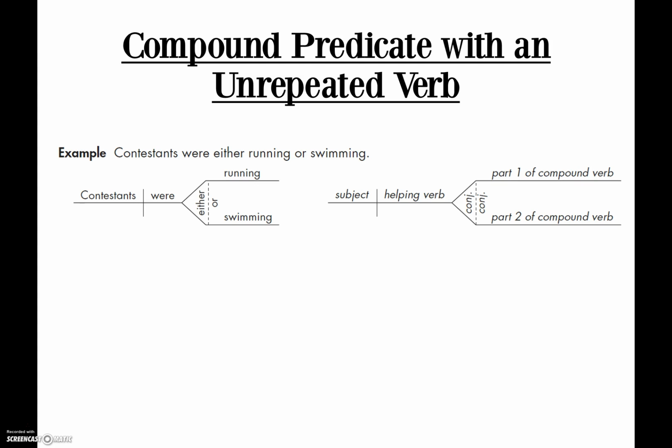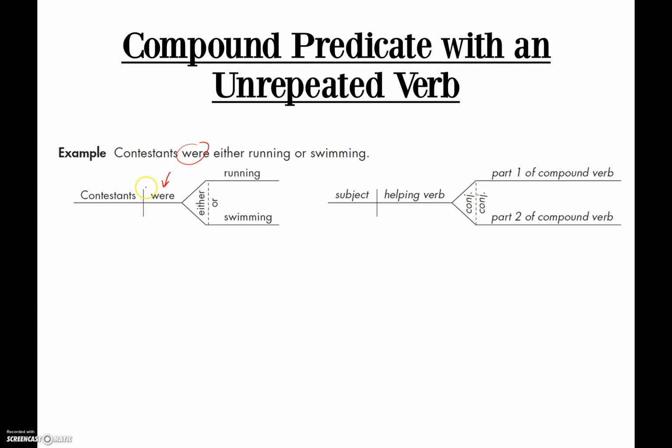All right, next we're going to look at a compound predicate with an unrepeated verb. So if a helping verb is not repeated, you're going to be writing it on the baseline between the vertical line and that pronged fork. So for example, if contestants were either running or swimming, we aren't repeating the helping verb were. Contestants were either running or were swimming. So because we don't have that twice in our sentence, we only need to represent it once in the diagram.